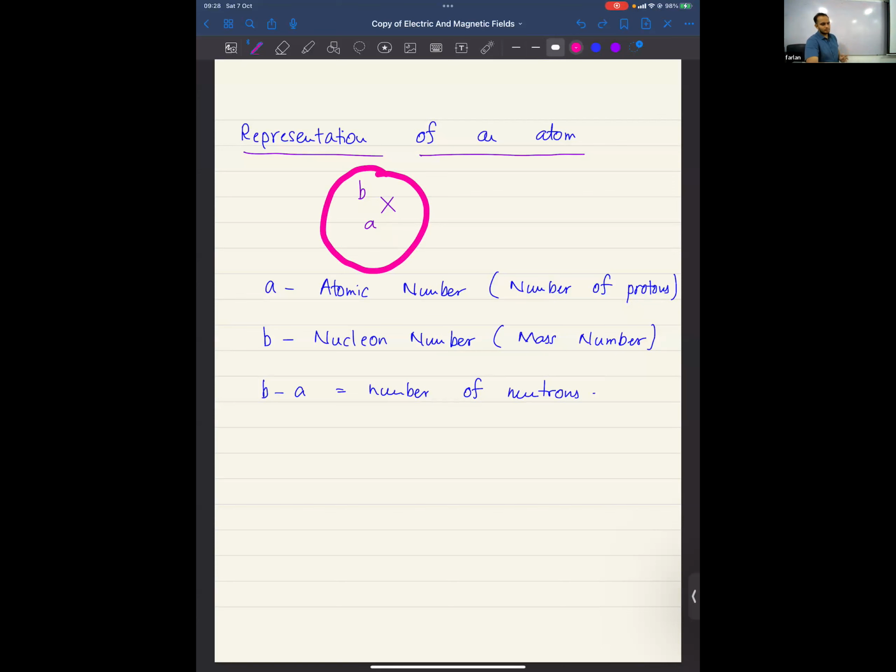Take it down and just label it. A is the atomic number, the number of protons. B is the nucleon number, which is also known as the mass number. So B minus A will be the number of neutrons.